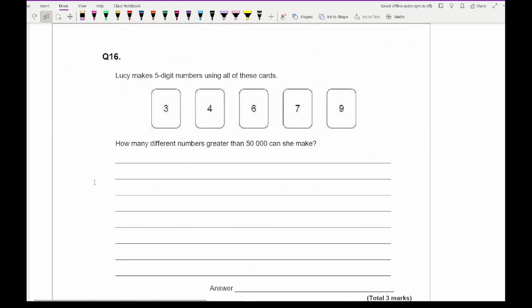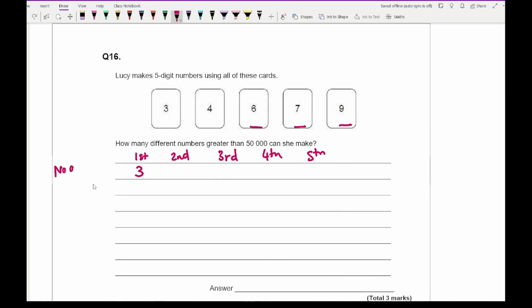Then with question 16, it says that Lucy makes 5-digit numbers using these cards. How many different numbers greater than 50,000 can she make? So here I've got my first number, then I've got the second, then the third, the fourth, and then the fifth. So from this, in order for me to create a number that's bigger than 50,000, I need to either start with 6, 7, or 9. So there are a total of 3 options.